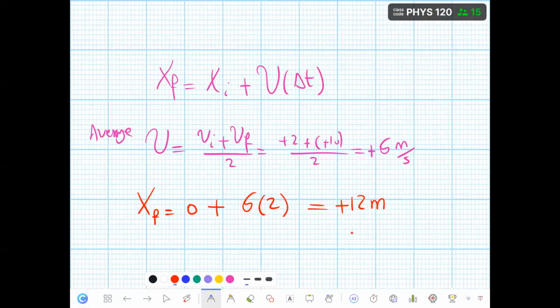See? If I draw it, the initial position was 0 at t equals 0, and this person right now at t equals 2, the xf is 12 meters. Accelerating, so we don't have the same displacement. 2 seconds later, the person will be at 12 meters away from the coordinate system. We are done.